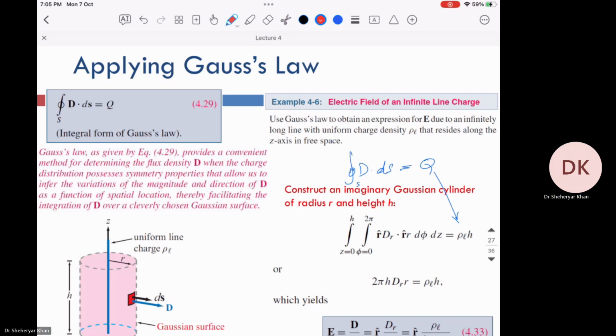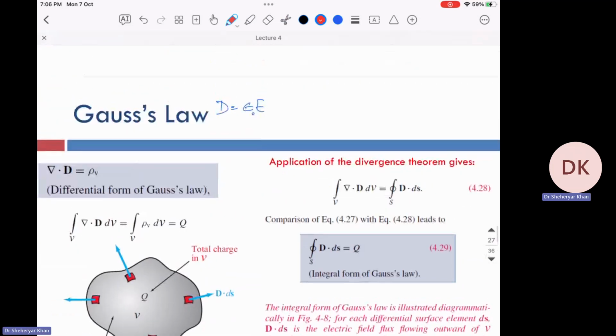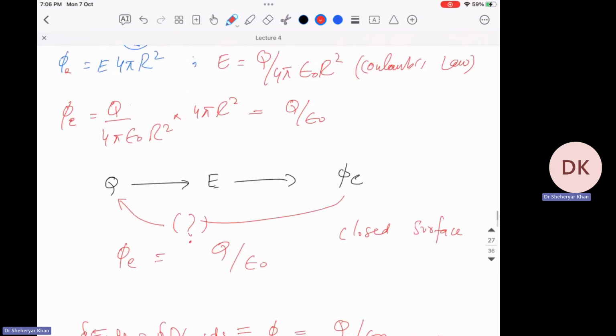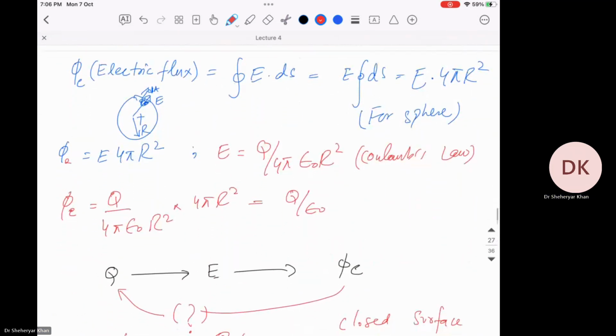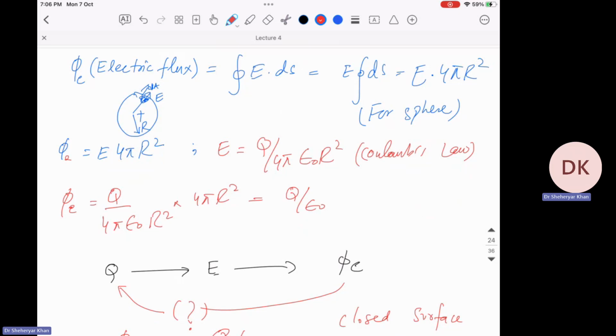Okay, let's start with the first topic, that is the Gauss law. Let me revise some important concepts before we do. So Gauss law is a very beautiful statement that tells us about the connection between the flux lines and charge.